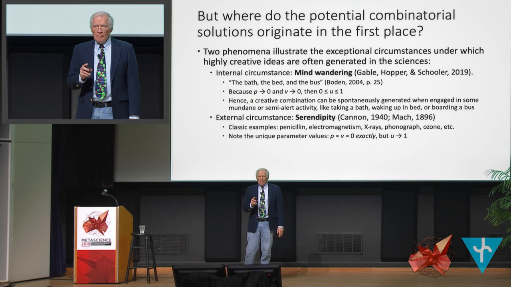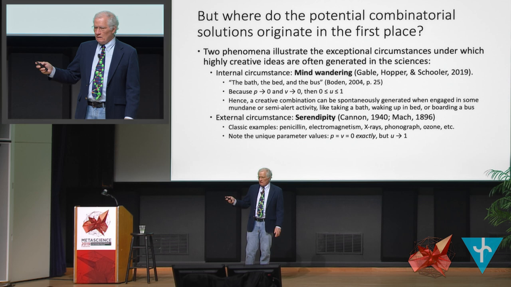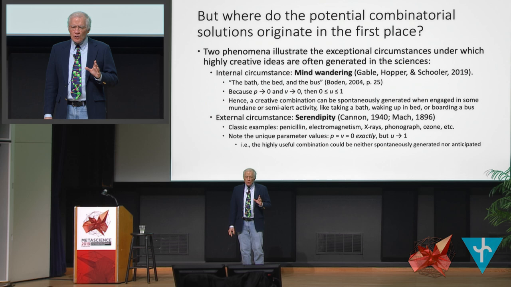P equals V equals zero exactly. In true serendipity, both of those are exactly equal to zero. But the utility approach is one, okay? In other words, you have a highly useful combination that could be neither spontaneously generated nor anticipated by the person.